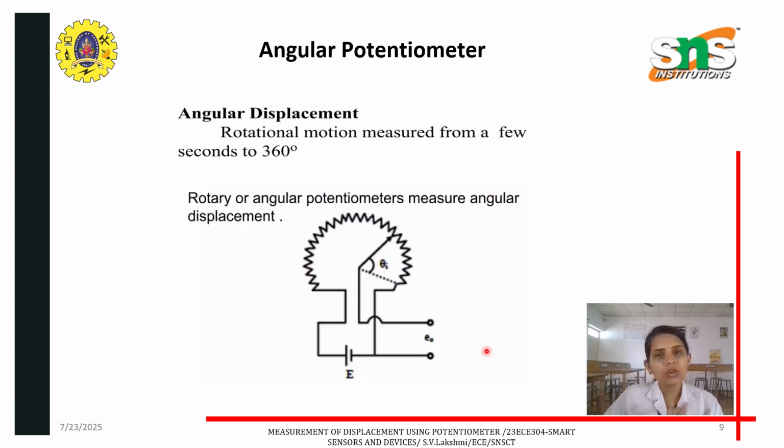Next is the angular potentiometer. Here the resistive element which we use will be circular, the resistive wire would be a circular line. Rotational motion can be measured from a few seconds of arc to 360 degrees. This type of potentiometer we call a rotary or angular potentiometer, through which we can calculate the angular displacement.